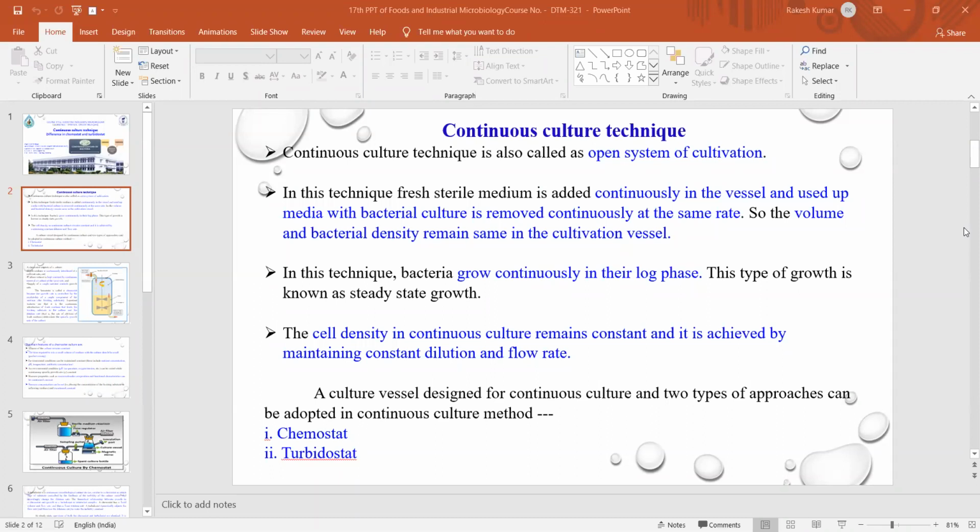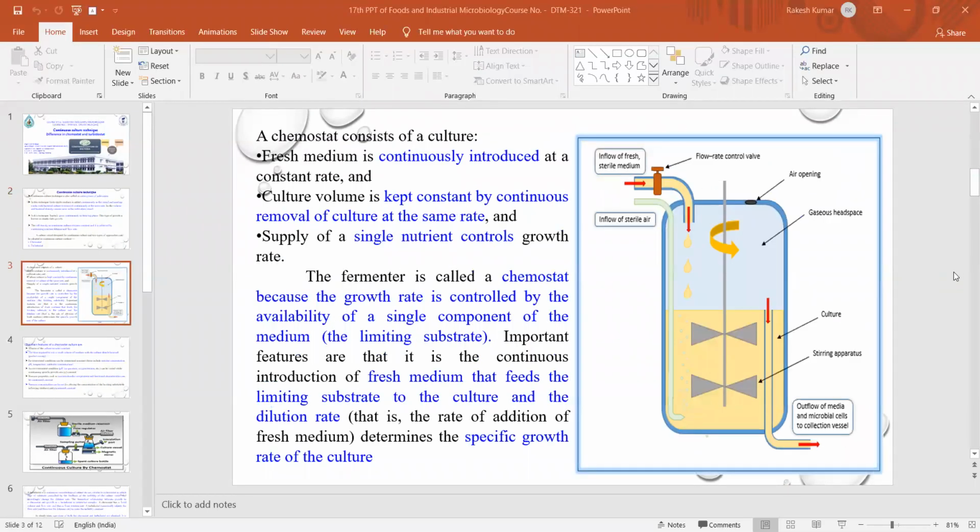So, about culture vessel design for continuous culture, two types of approaches can be adopted in the continuous culture method. One is chemostat and another one is turbidostat. So the first method is chemostat.